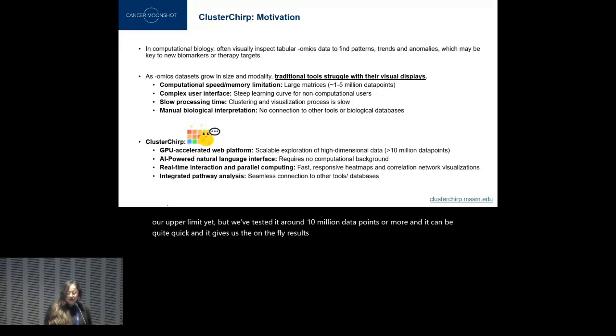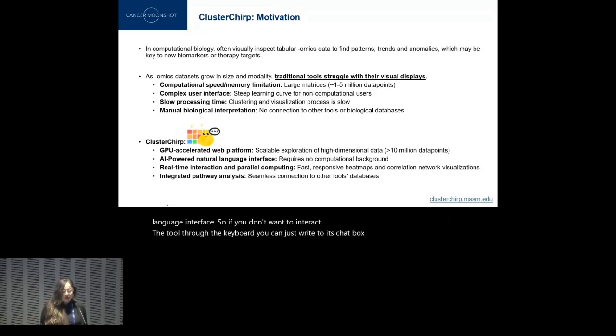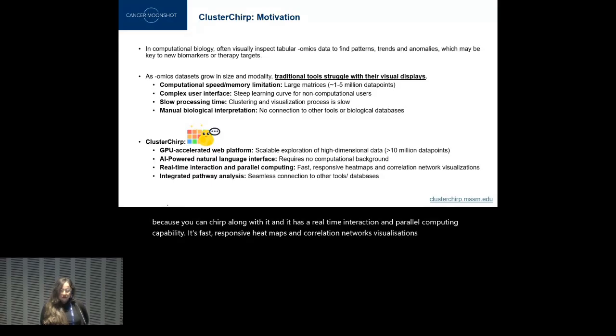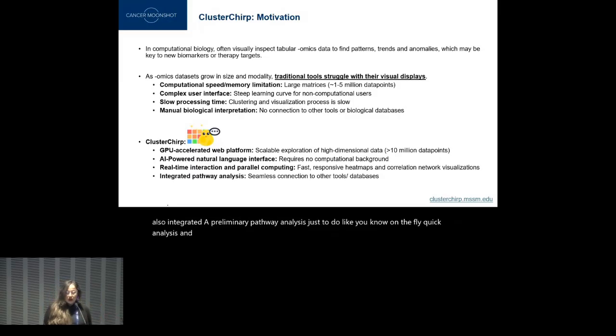And it does have an AI-powered natural language interface, so if you don't want to interact with the tool through the keyboard, you can just write to its chat box, and that's the name Chirp, because you can chirp along with it. And it has real-time interaction and parallel computing capability. It has fast, responsive heat map and correlation network visualizations. And we've also integrated a preliminary pathway analysis just to do on-the-fly quick analyses and enrichment.